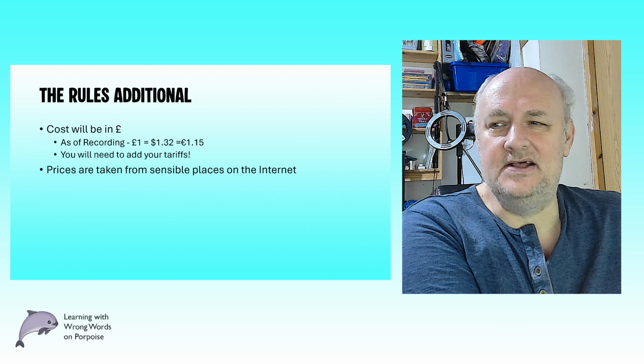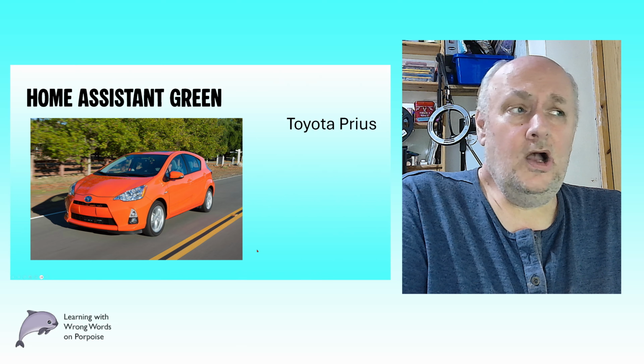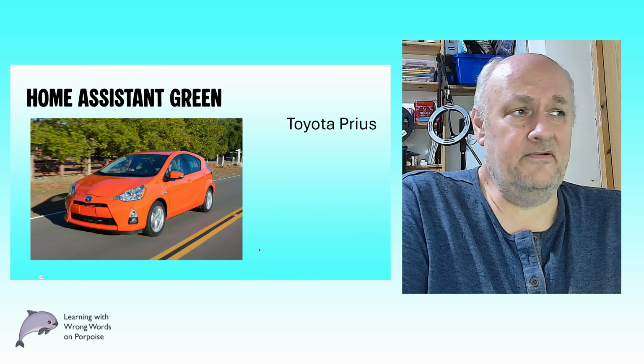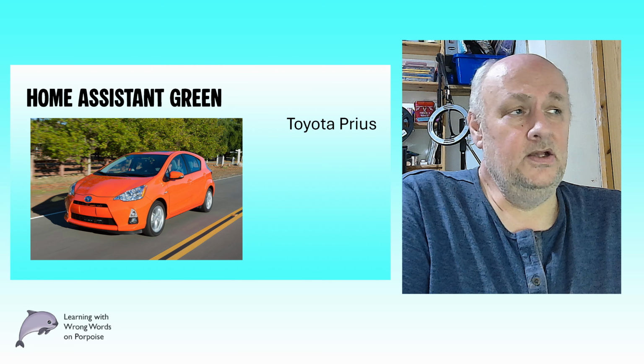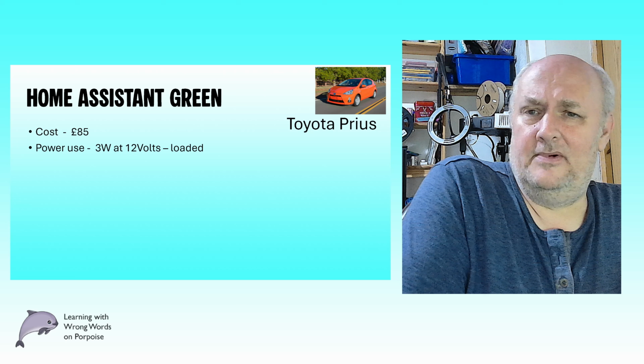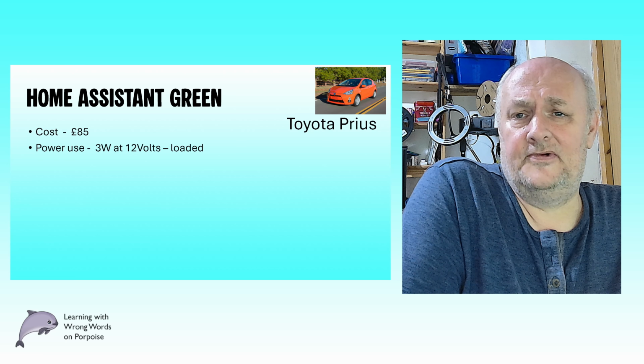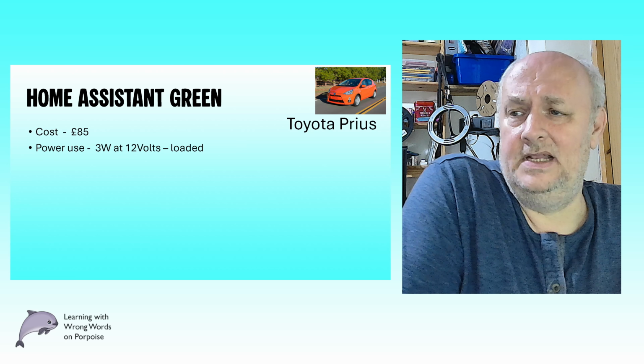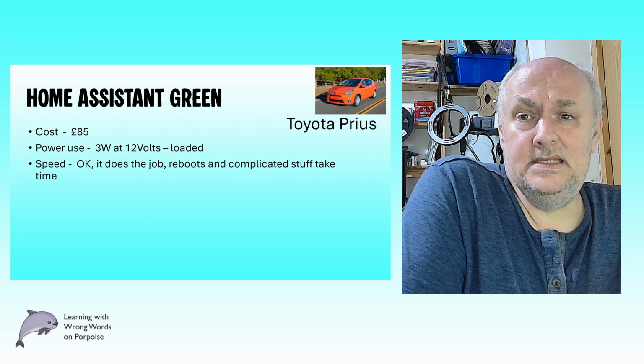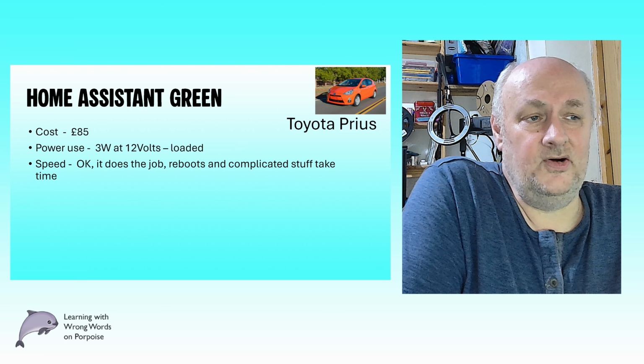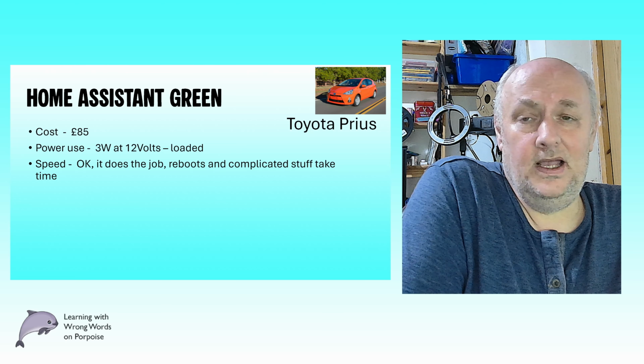So let's go through the field. Going to start with the Home Assistant Green. Now I'm comparing that to a Toyota Prius. Cost wise, it's around £85 for a Home Assistant Green. It has brilliant power usage. It uses 3 watts at 12 volts when it's fully loaded. Speed, it's okay. It does the job. Reboots and complicated stuff are going to take some time, but it does the job.